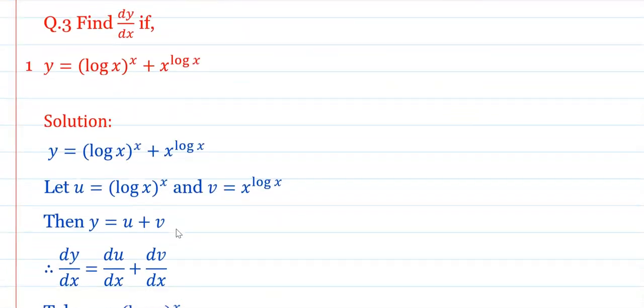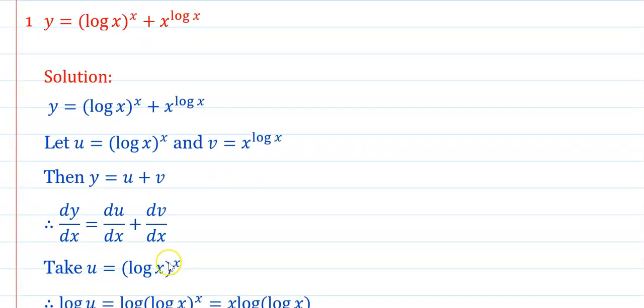Okay, now question number 3. Find dy by dx if y is equals to log of x bracket raised to x plus x raised to log x. Now here u is equals to log of x bracket raised to x, v is equals to x raised to log x, y is equals to u plus v. Therefore dy by dx is equals to du by dx plus dv by dx.